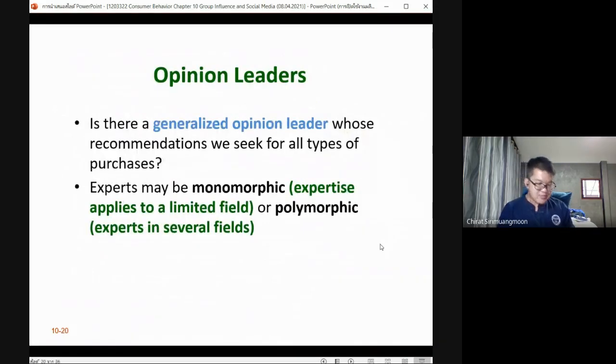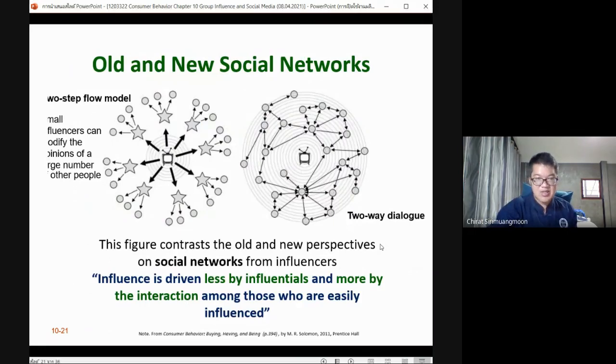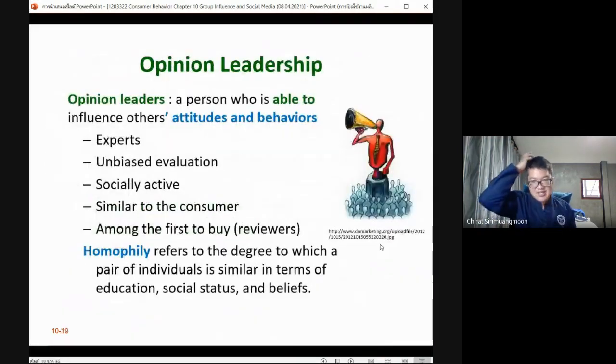And then they ask, should opinion leaders be people who are expert in just one thing, or who can be expert in many things? I would say if they are expert in one thing, we call it monomorphic. But if they know well in every different story, they can be polymorphic. But before we go into the details of the social network, I just want to think about some good examples of opinion leaders.